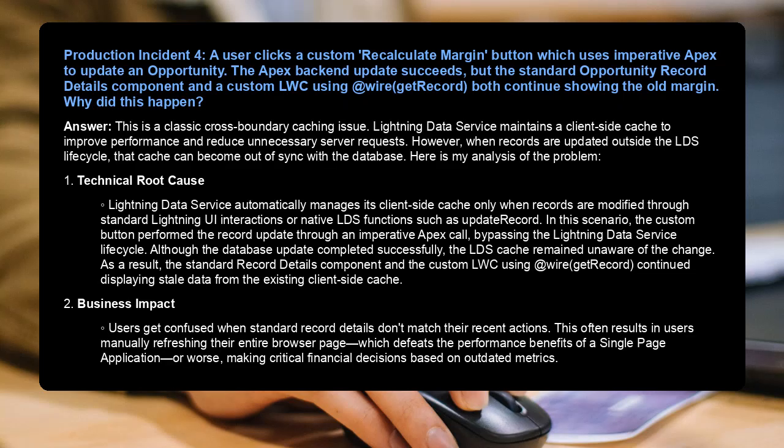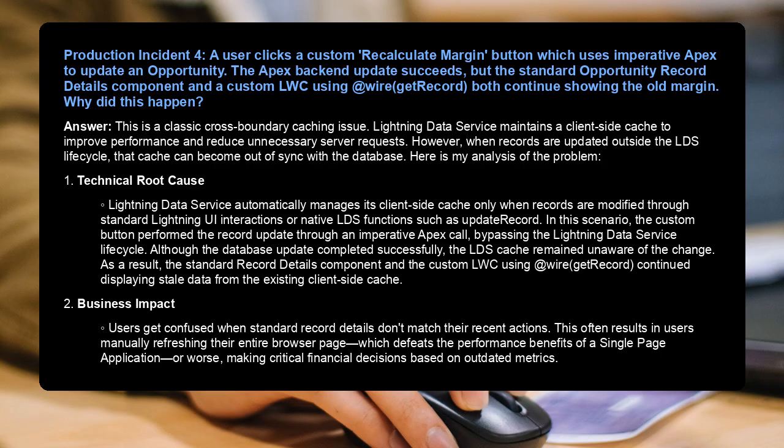Production Incident 4. A user clicks a custom Recalculate Margin button, which uses imperative Apex to update an opportunity. The Apex backend update succeeds, but the standard opportunity record details component and a custom LWC using @wire with getRecord both continue showing the old margin. Why did this happen?